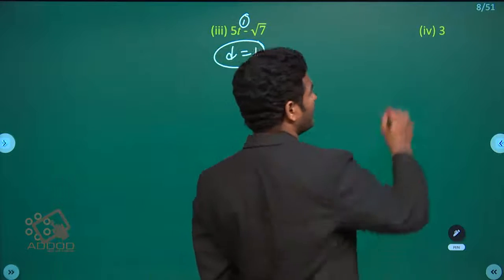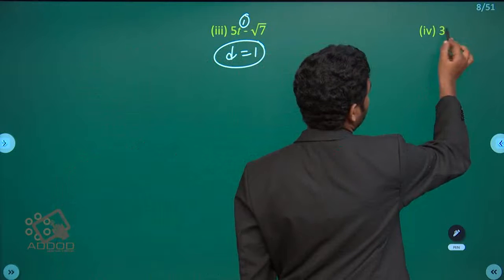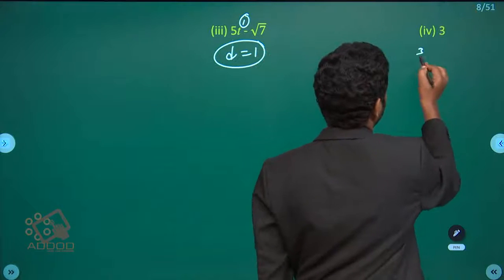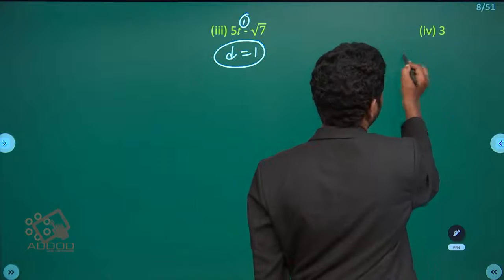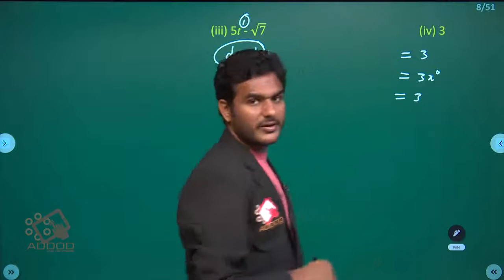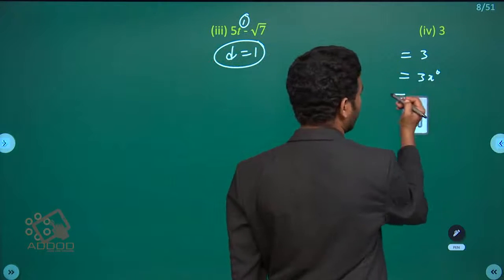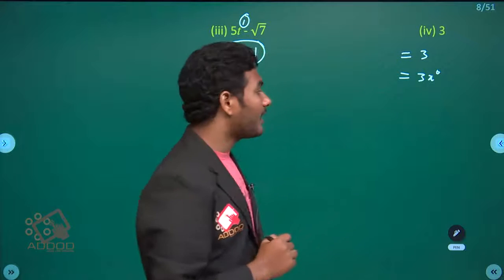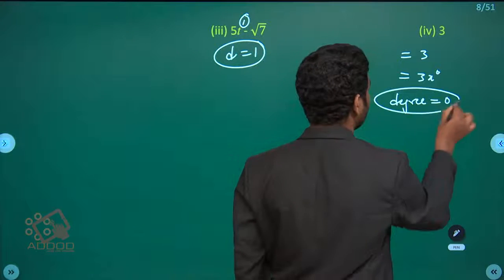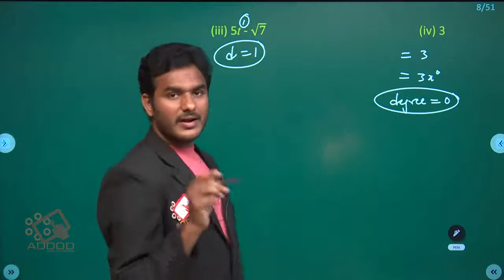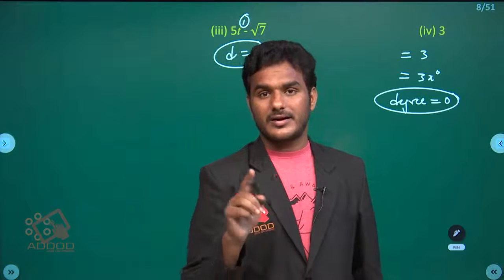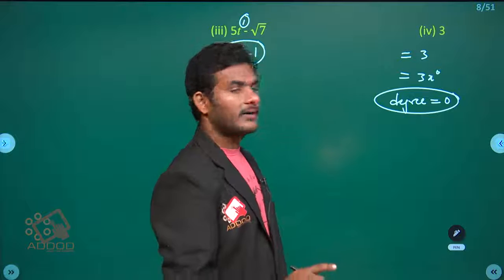And here 3 is there. So no variable is there. But you can write 3 into x power 0. Look here, the given number 3 you can write as 3 into x power 0. x power 0 is nothing but 1 only, na? x power 0 value is 1 only. So the variable is x, and here the x power we have is 0. So the degree of this constant polynomial is equal to 0. So 3 is one number, so we can call it the constant polynomial. Whenever the polynomial is constant, the degree of the constant polynomial is equal to 0. That we know already, right?